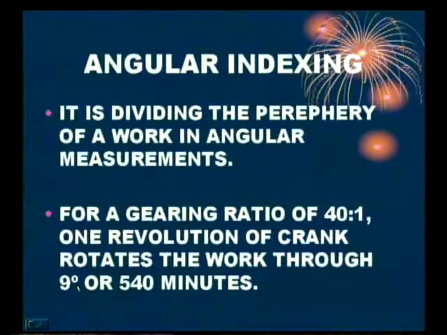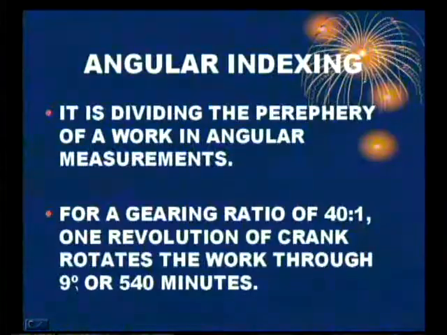So, for 40 complete revolutions of the crank, the spindle will be rotated through only one revolution. If the crank is rotated through only one revolution, then the spindle is rotated by 1/40th of a revolution. 1/40th of a revolution means, since 360 is one revolution, 360 divided by 40 is 9 degrees.